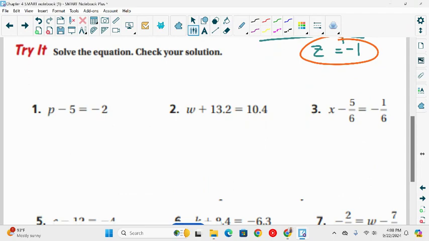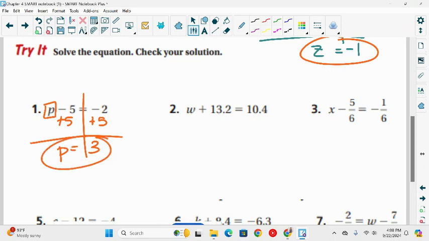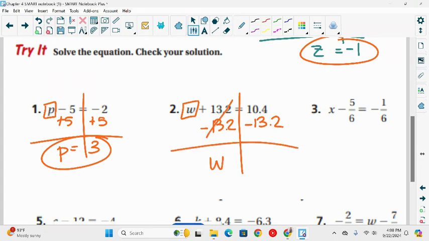Alright. Now that everybody should have 1 through 3 done, we should have chopped it, boxed it, did the opposite. I should have got that p equals 3. That's what I should have gotten. Number 2, I should have chopped it, boxed it, and done the opposite. That'll cancel. W equals 10.4 minus 13.2, which gives me -2 8/10.